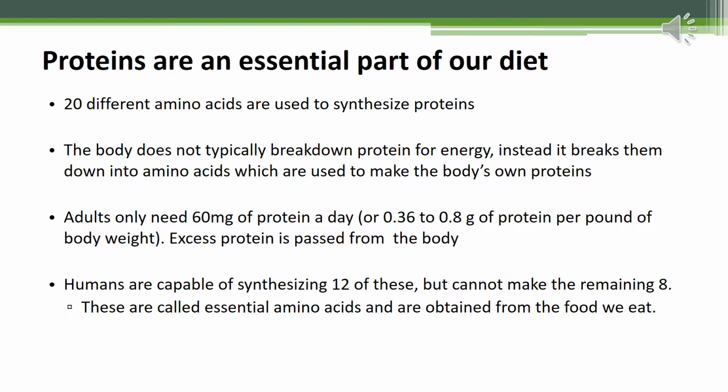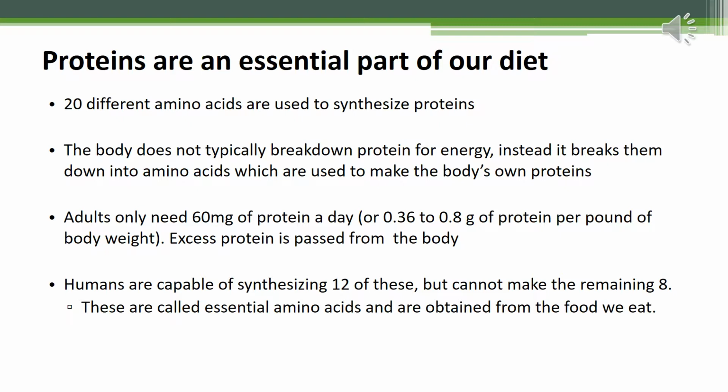The last type of macronutrient is protein, and it's essential to our diet. And like I've said before, there are 20 different amino acids which are used to synthesize the proteins in our body. The body usually doesn't break down protein for energy, except in cases of starvation for the most part. Instead, we break down proteins into amino acids so that we can use them to make our own proteins to fulfill the various body functions. The book says that adults only need 60 milligrams of protein a day, and that's about 0.36 to 0.8 grams of protein per pound of body weight.